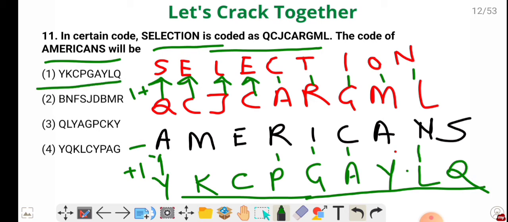Just identify the given pattern and then apply it to the second code. Next question.